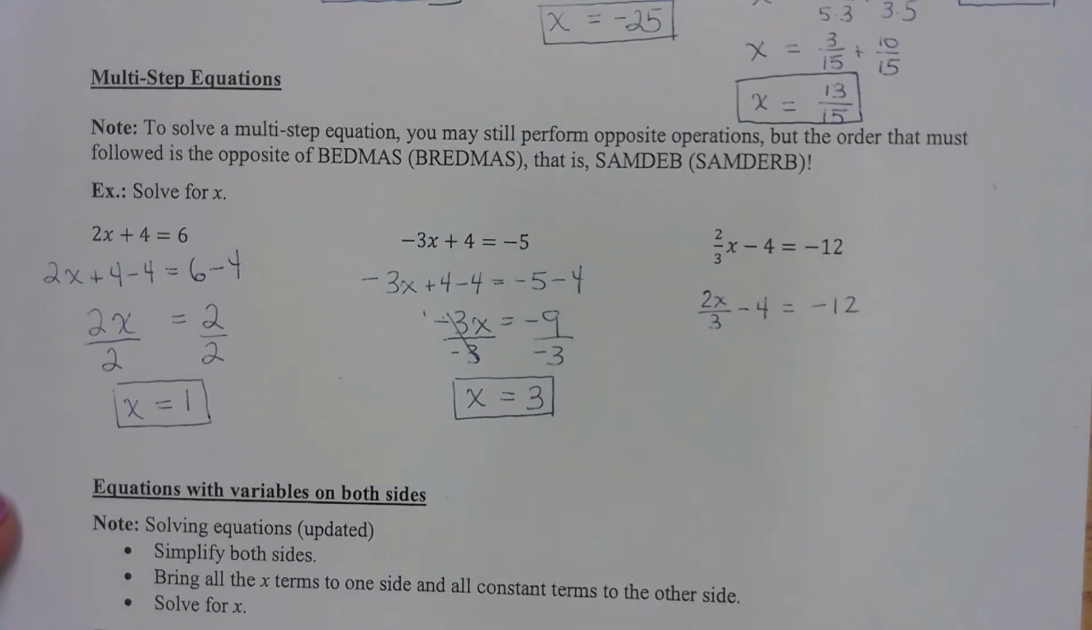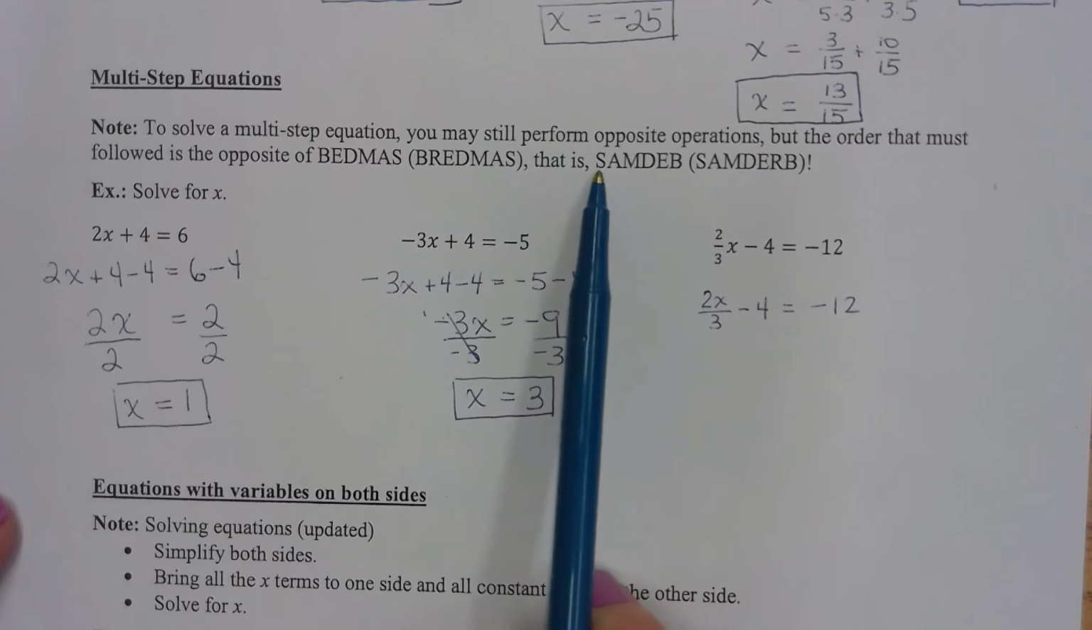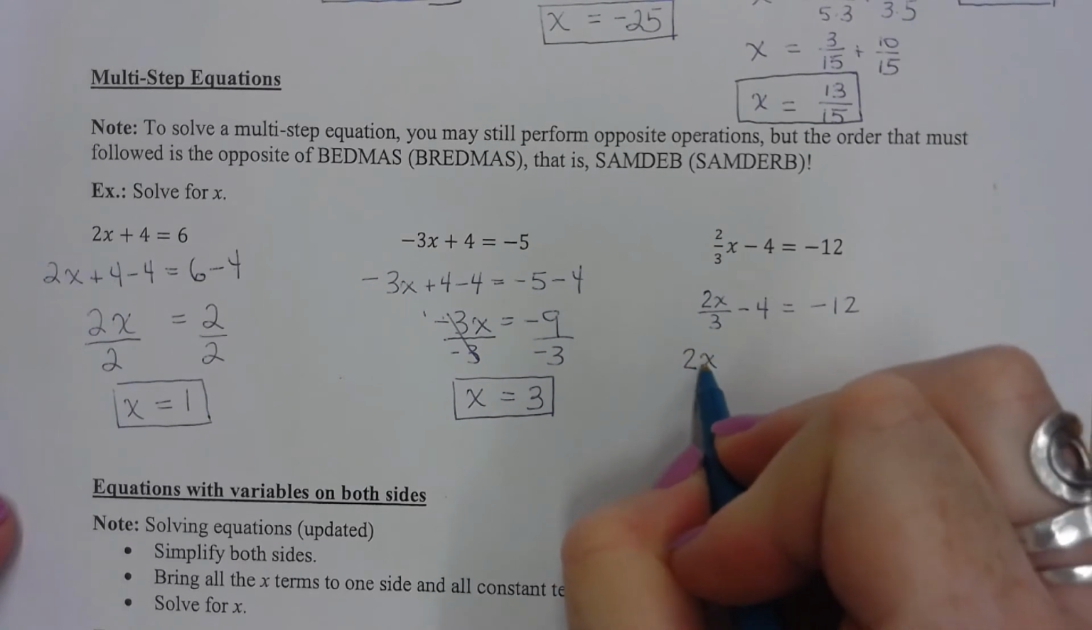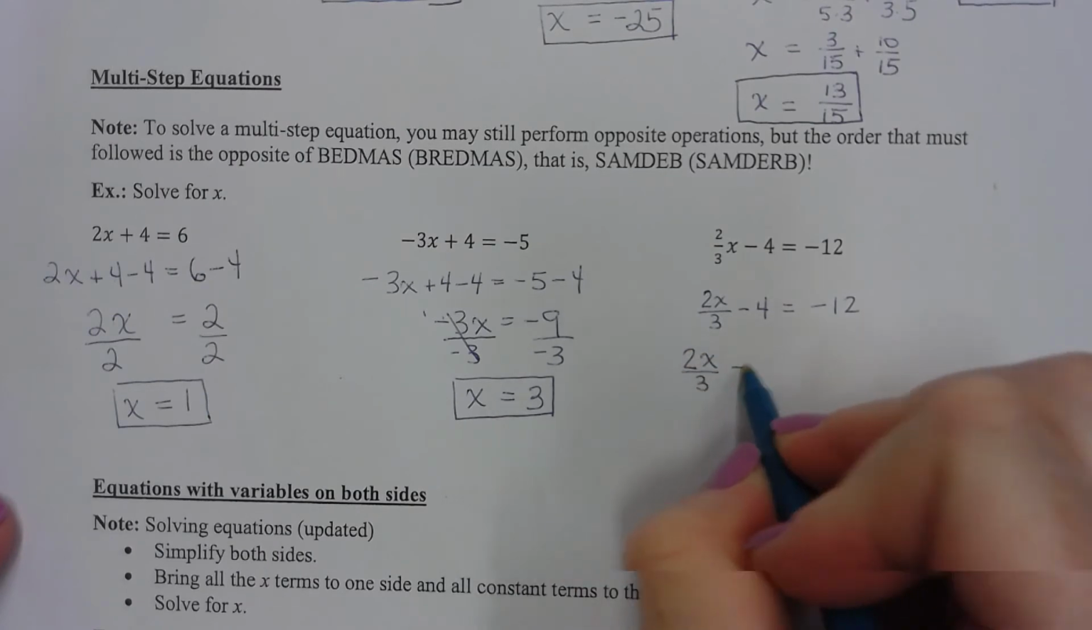So now I've got a lot going on. I'm multiplying x by 2, I'm dividing x by 3, and I'm subtracting 4. Well, when I look at SAMDEB, the first thing I want to take care of is the subtraction. So I'm going to do the opposite operation, which means that I am going to add 4 to both sides.